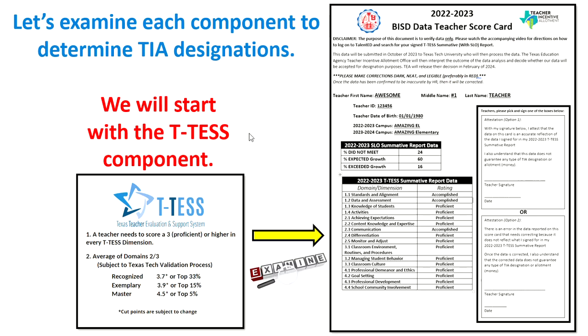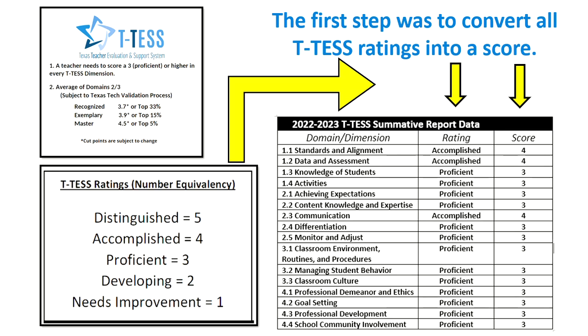Let's begin by examining the T-TESS component. The first thing we did was get all of the T-TESS ratings and convert them into a score or a number. A T-TESS rating of distinguished earned a score of a 5. A T-TESS rating of accomplished earned a score of a 4. A T-TESS rating of proficient, 3, developing, 2, and needs improvement, 1.